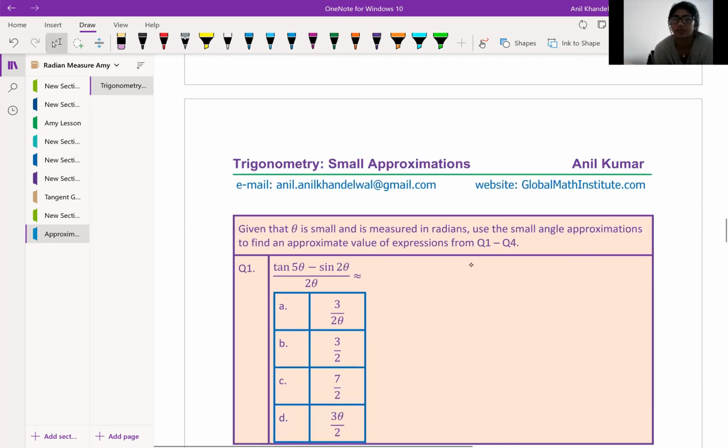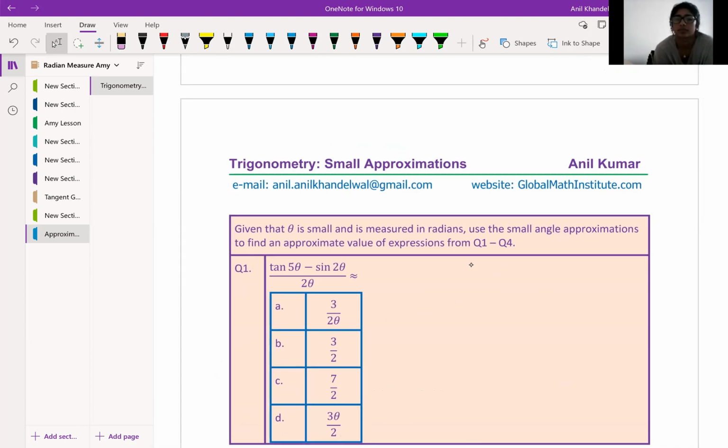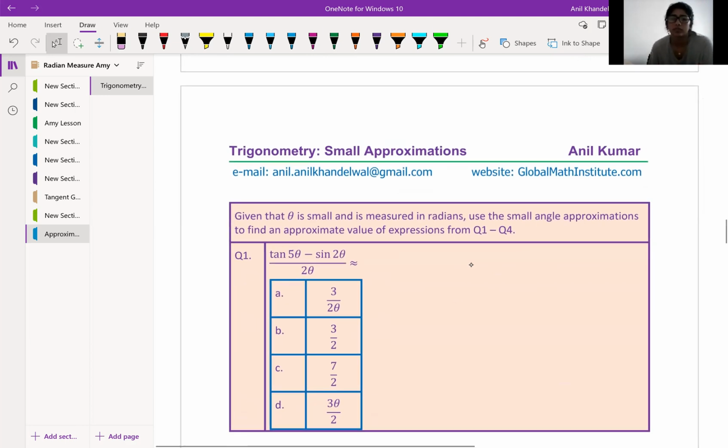Let's take some examples. I took multiple choice questions, as it'll be easier for me to explain. Can you please read the first question? Given that theta is small and is measured in radians, use the small angle approximations to find an approximate value of the expressions from question 1 to 4. So we have 4 questions.